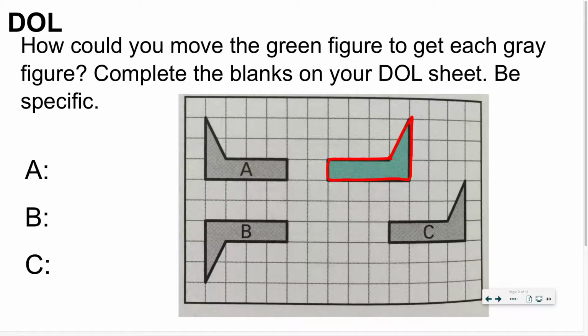First, we did some type of transformation to get it to shape A. From the original, we did something to get it to shape B. And then we did something from the original to get it to shape C. Now, what I want to stress is we did not go from the original to A and then from A to B. Everything is from this original image. What did you do to it to get to A? What did you do to the original to get to B? And what did you do to the original to get to C?